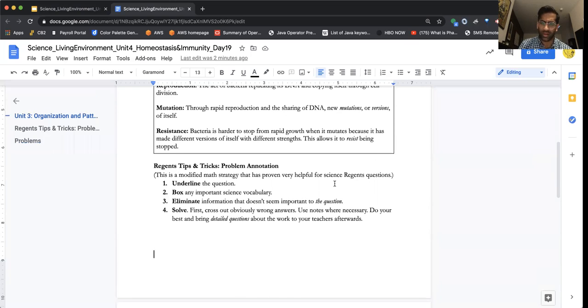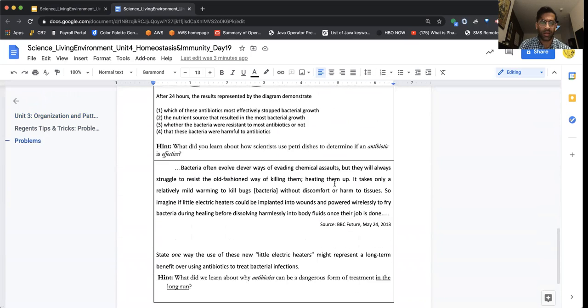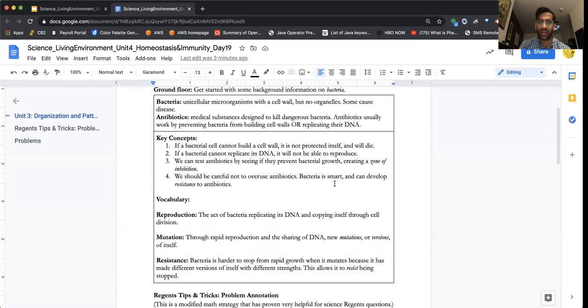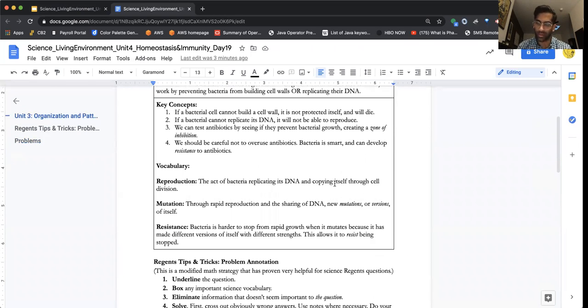Always bring detailed questions to your teachers afterwards, but do keep these hints and these definitions and concepts in mind as you tackle the Regents problems.